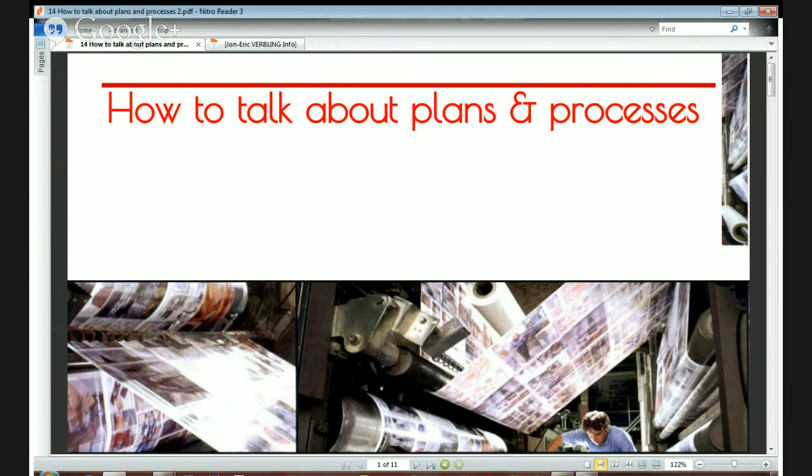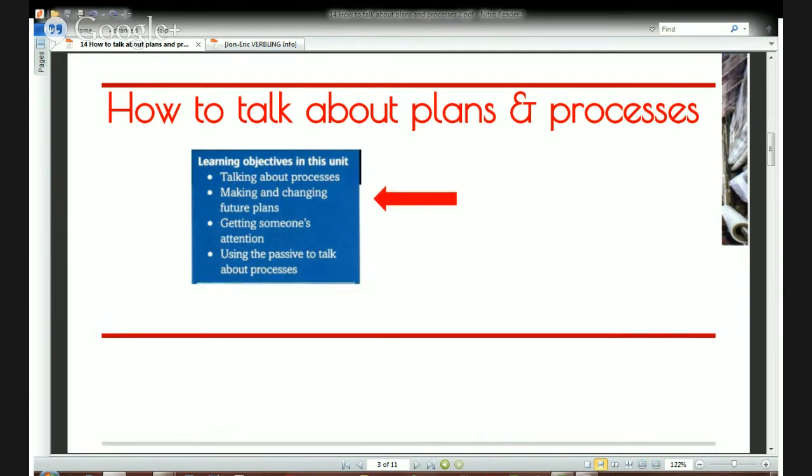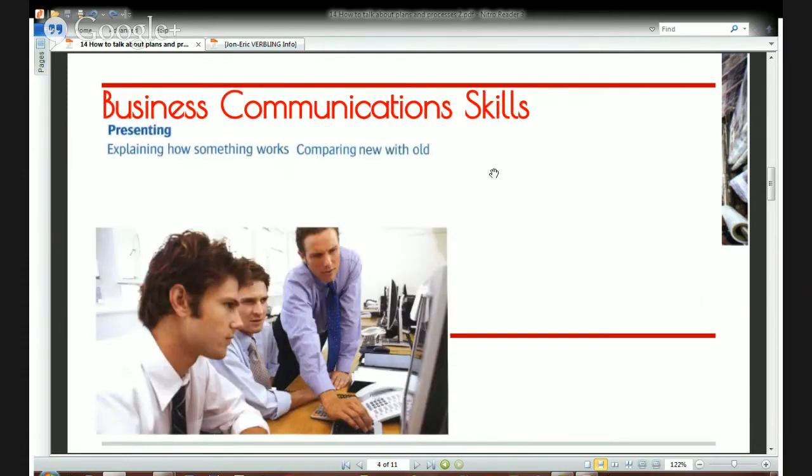And today, we are still going to be talking about processes and making and changing plans for the future, but that's what we're going to focus on specifically, this one, making and changing plans for the future. So we are still going to work on the vocabulary, though. So let's start here.